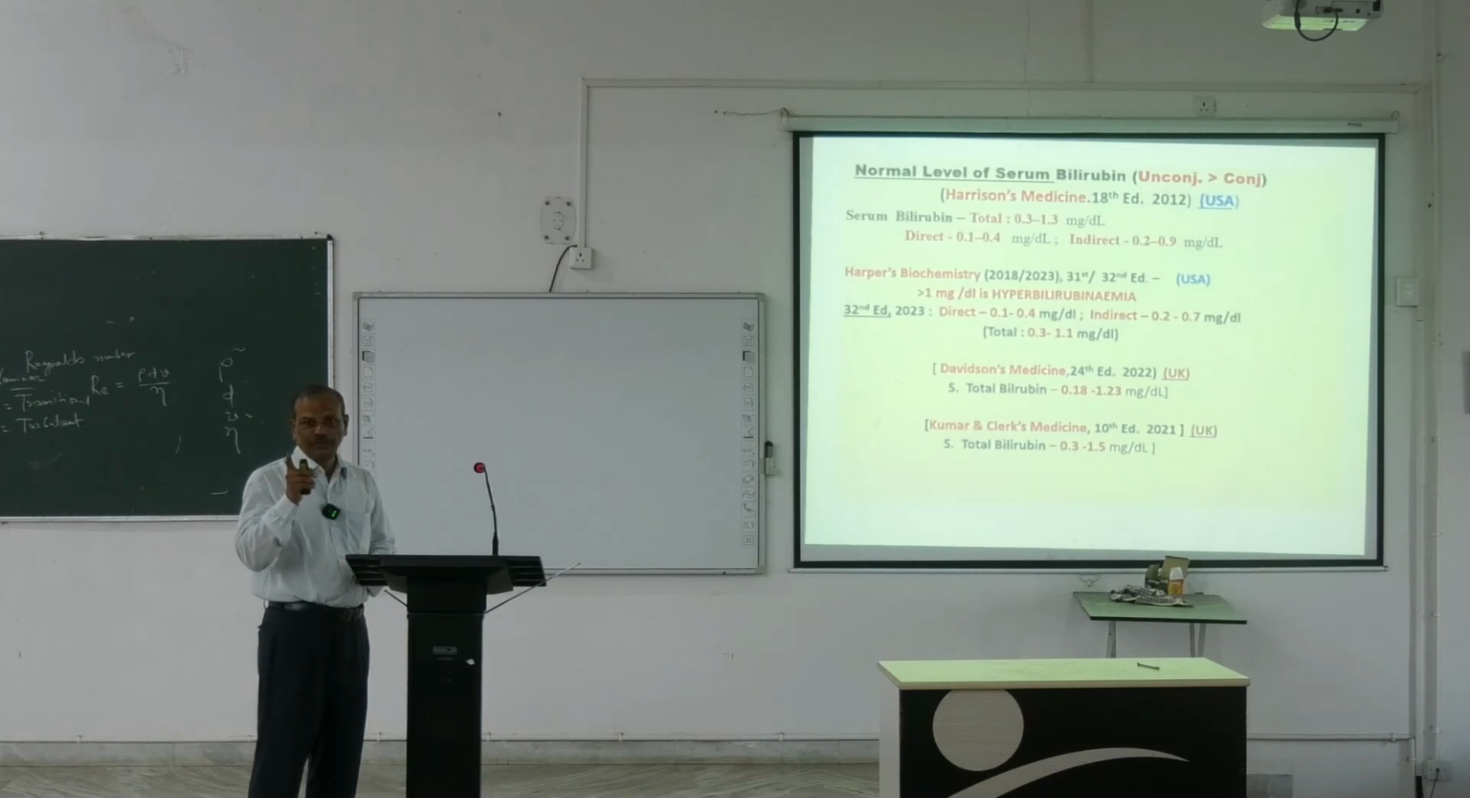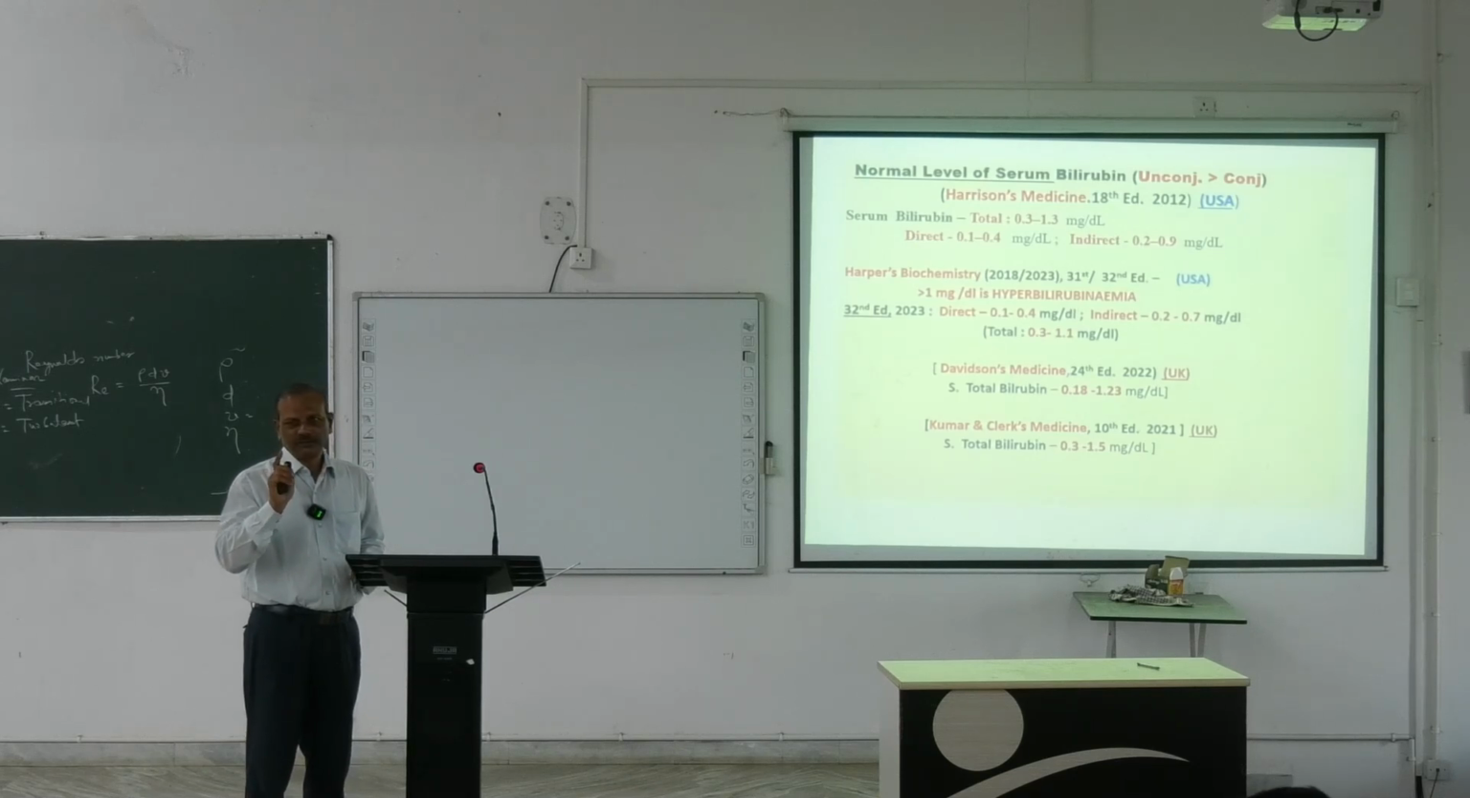Again, normal level of bilirubin. There is a variation from book to book. Still, I will advise you to take what is written in Harper's book, 1 milligram as the maximum upper limit. Beyond that, you be a little bit suspicious that the patient is not having a normal bilirubin level.